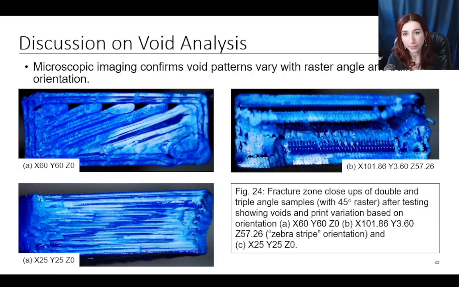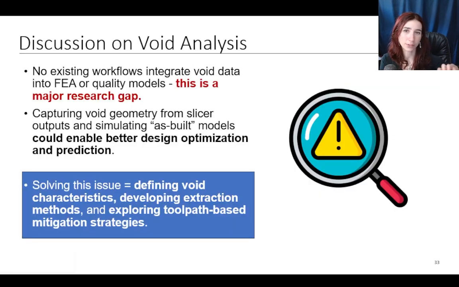Here are some close-up shots of some of the failure zones of our parts. Microscopic imaging confirms that void patterns vary with raster angle and build orientation. And we can see that some of those raster angles result in bigger and more severe voids per layer. No existing workflows currently integrate this void data into FEA or quality models, and that is a major research gap.